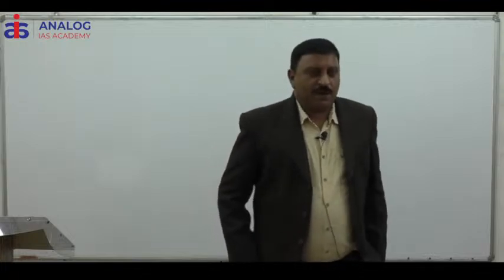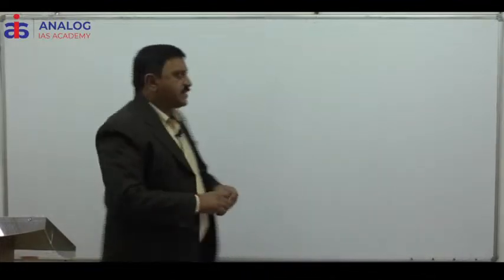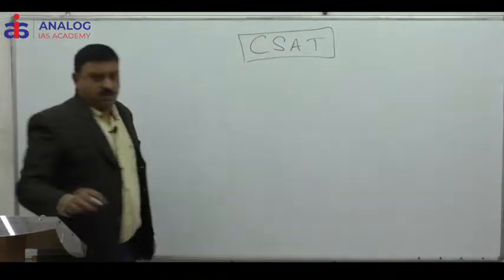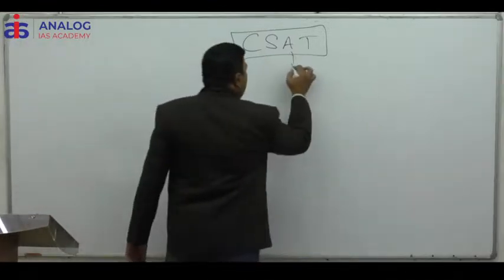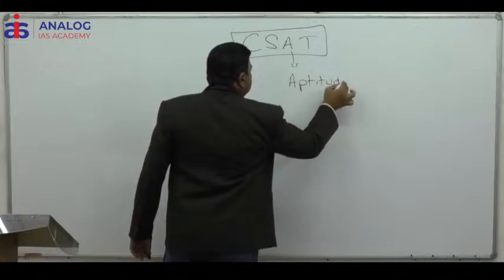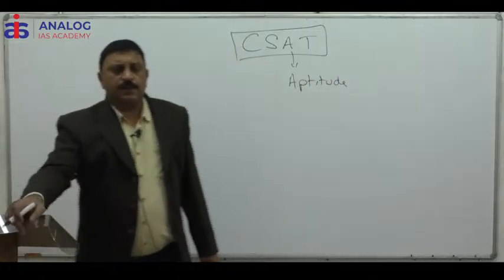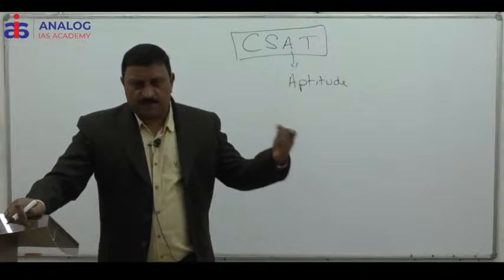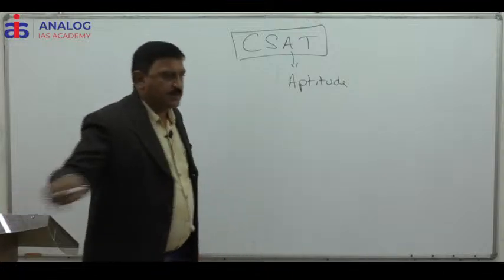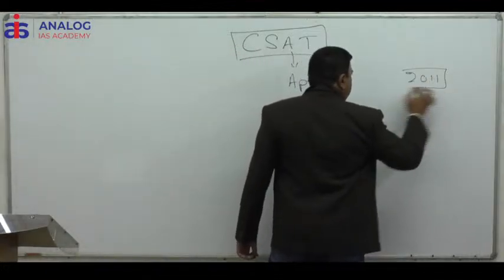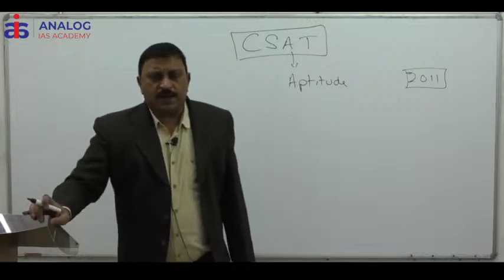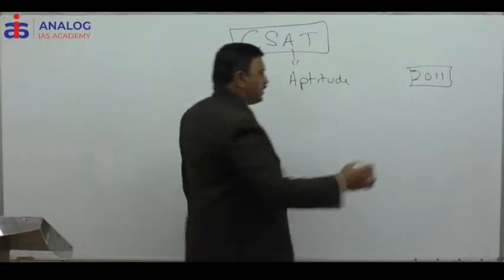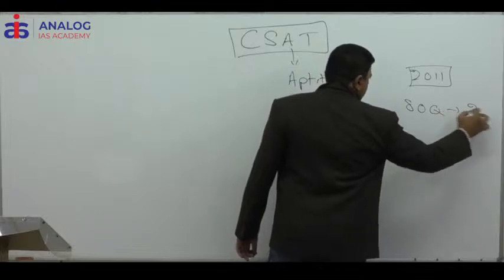Okay, fine. So CSAT is the Civil Services Aptitude Test, right? A stands for what? Your aptitude. Actually, this is an aptitude test. They have been conducting it since the ages, but it was separated in 2011. Since 2011, it was given a separate importance and made a separate paper. In that one, we get all 80 questions. Total how many marks? It is 200 marks, right?